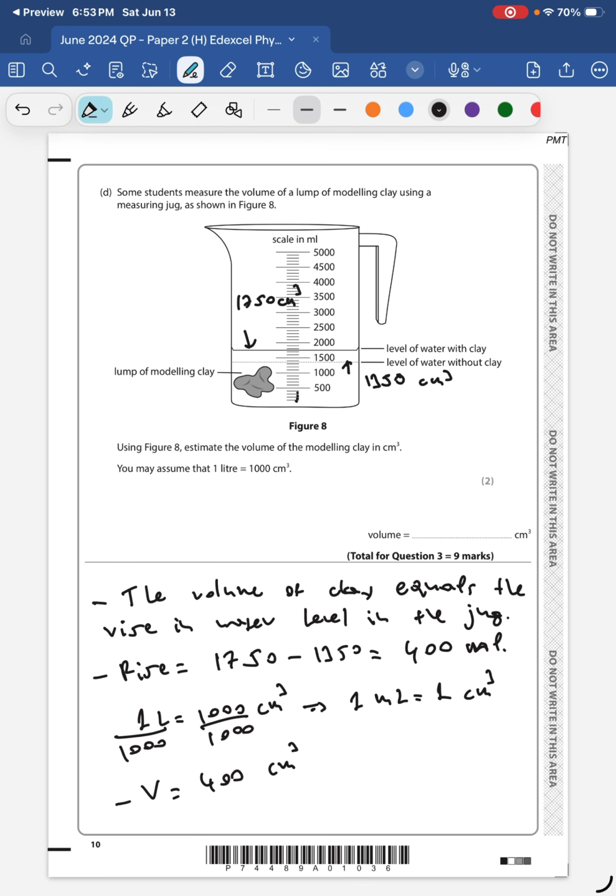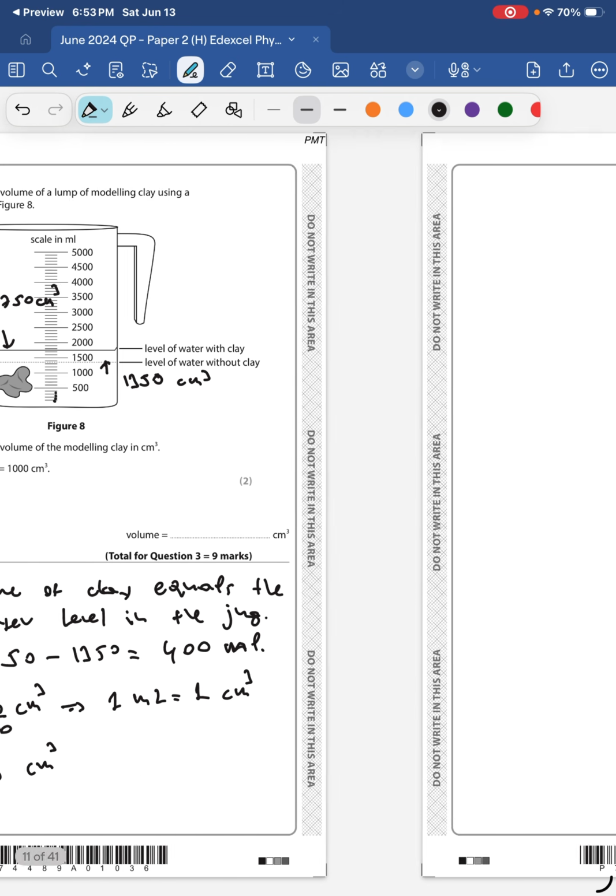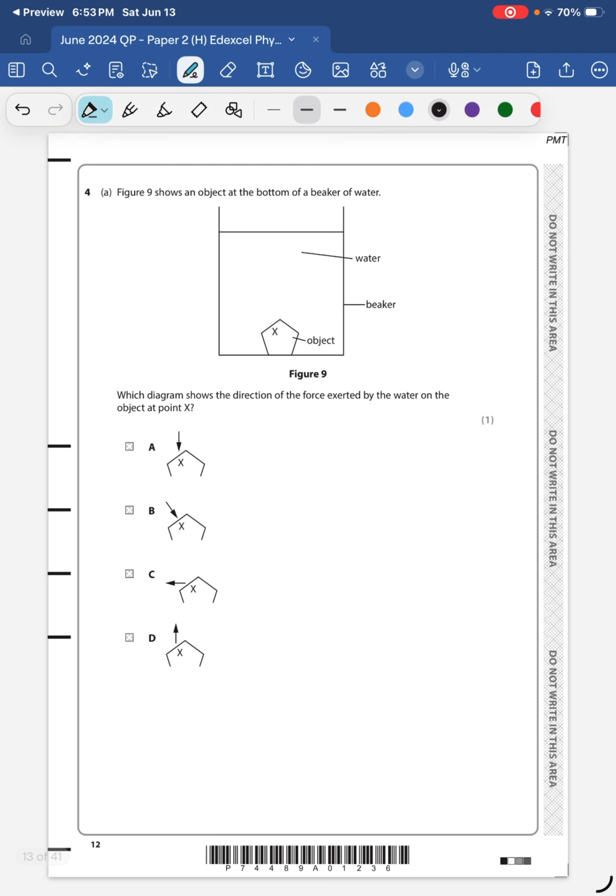Okay, this was question 3. Let's move on. Question 4. This looks like an IQ test at first glance, you know, the ones with the shapes that rotate and do stuff. Figure 9 shows an object at the bottom of a beaker of water. Which diagram shows the direction of the force exerted by the water on the object at point X?